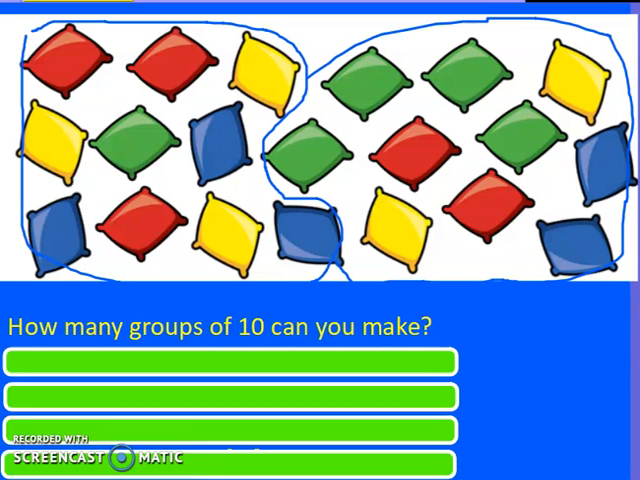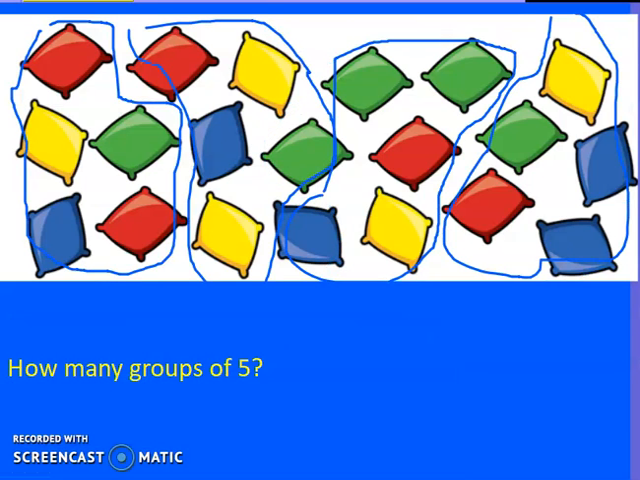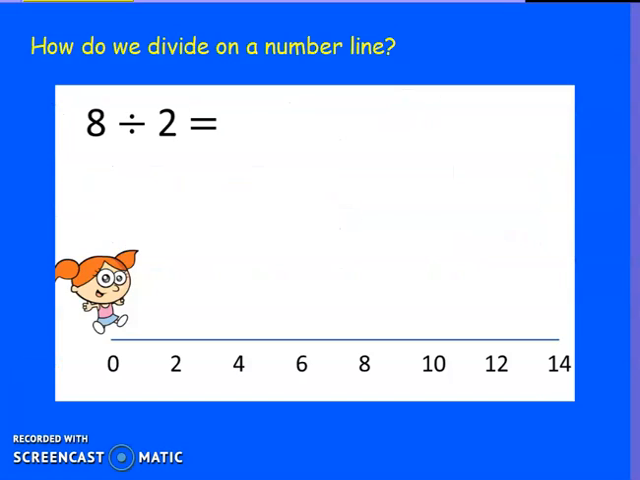That's right. If I split the 20 bean bags up into groups of 10, I can see that there are 2 equal groups of 10. Have a go at this challenge. How many groups of 5 can we make? Well done. If you've split the bean bags up into groups of 5, you would have found that you can make 4 groups out of the 20. Great work, Year 3. Let's move on.